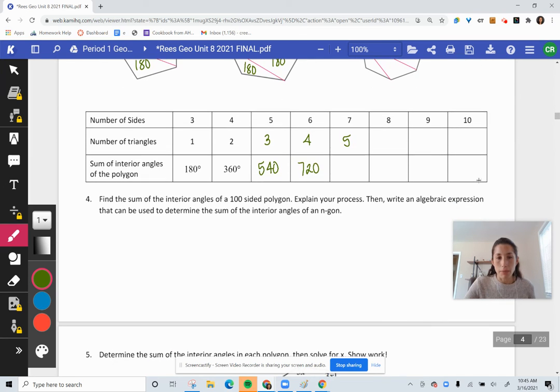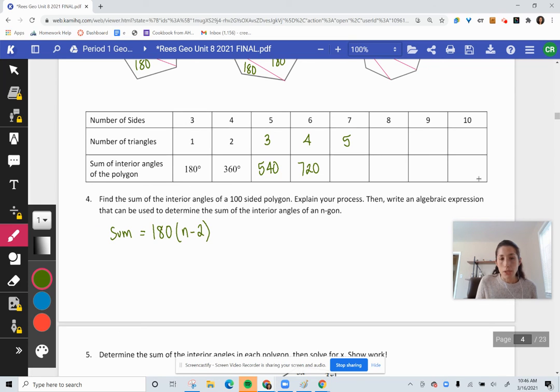And hopefully you're recognizing the pattern here, that looking at our number of sides and comparing that to the number of triangles, there's always 2 less, okay? So 4 sides, 2 triangles, 5 sides, 3 triangles, 6 sides, 4 triangles. And then we basically take the number of triangles and we multiply it by 180. So we can have a formula for this: 180 times the number of sides minus 2. And that is going to tell you the sum of the interior angles for any polygon.